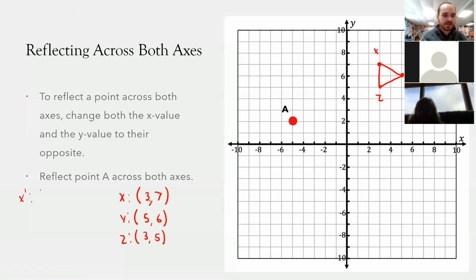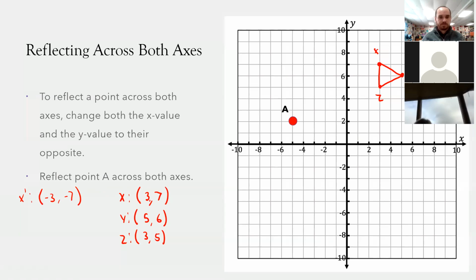See you later, Pamela. So X prime, since we're reflecting across both axes, we want to take the opposite of both numbers. So we're going to do -3, which is the opposite of +3, comma, then we take the opposite of 7, which is -7. Jocelyn, that point is good for Y prime. So if you can give me Y prime and Z prime, you can take off. You're good to go at that point.